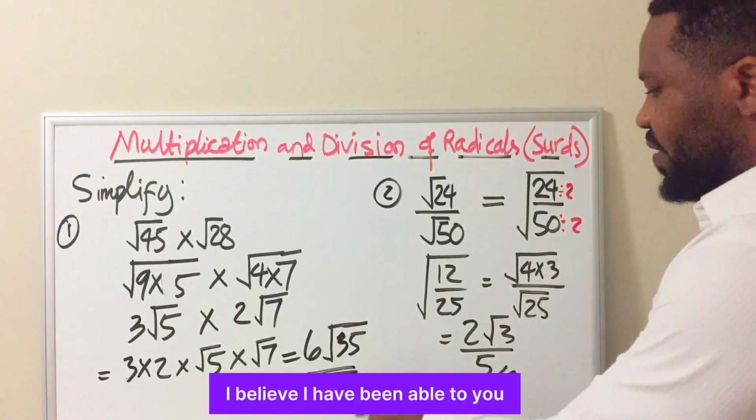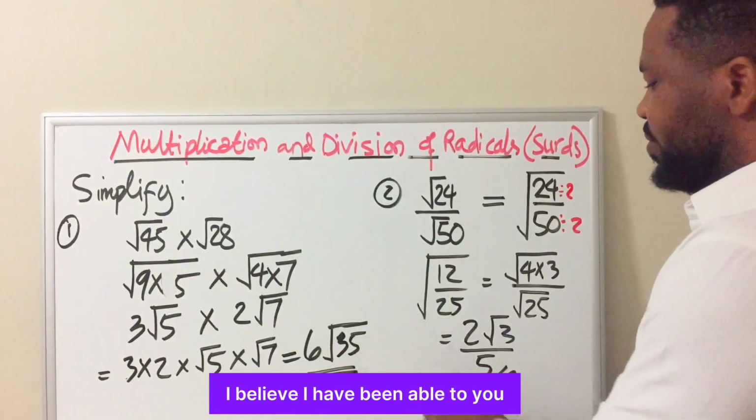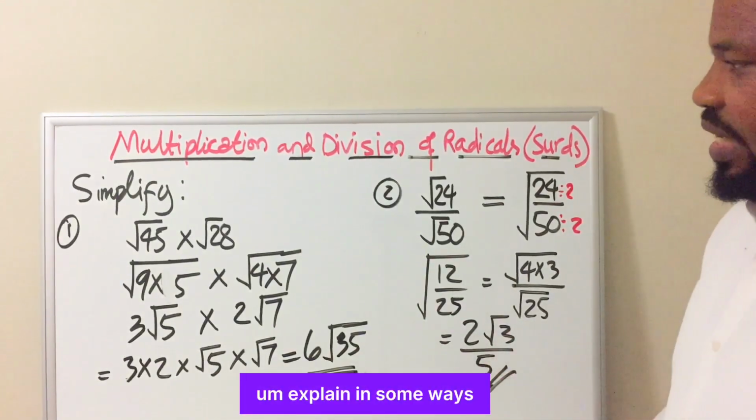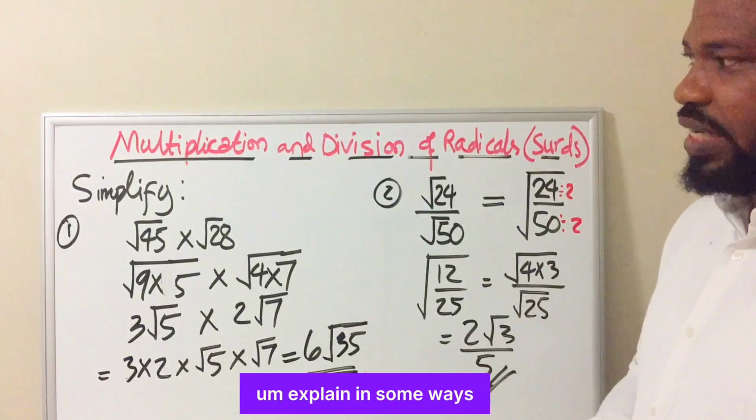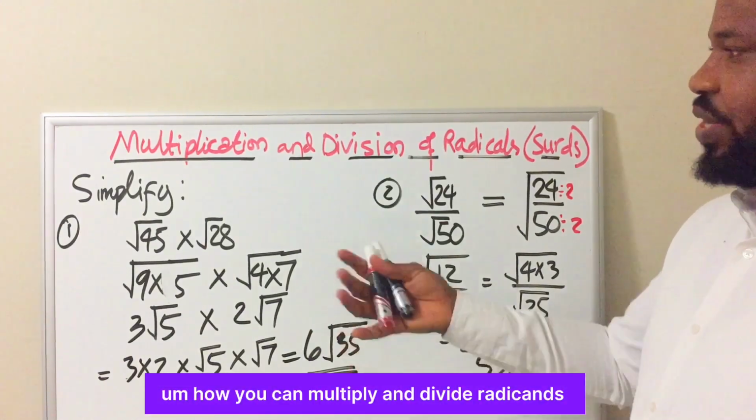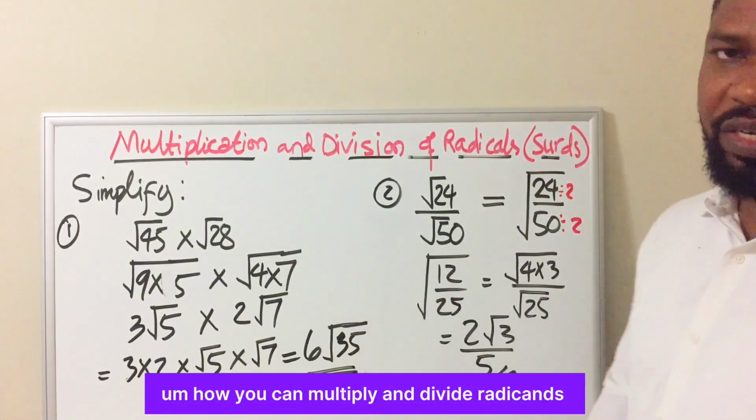I believe I have been able to explain in some ways how you can multiply and divide radicals.